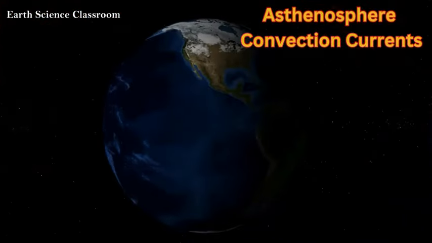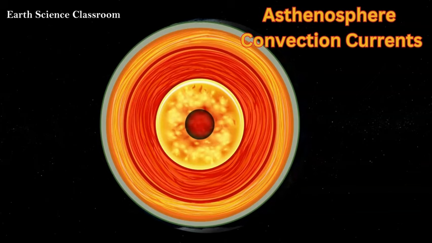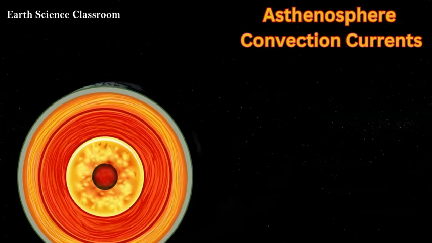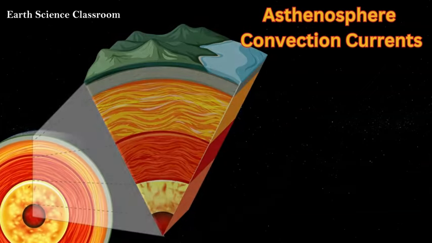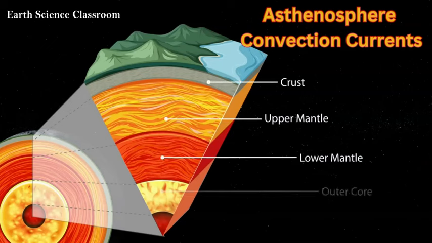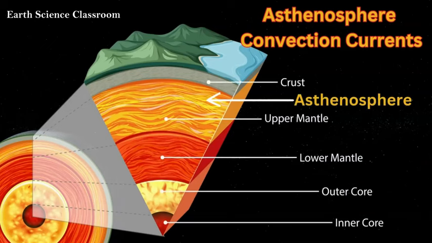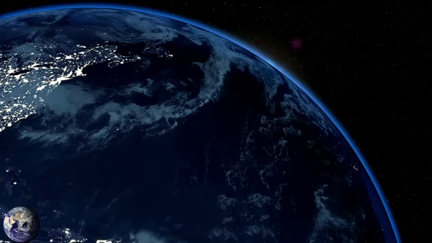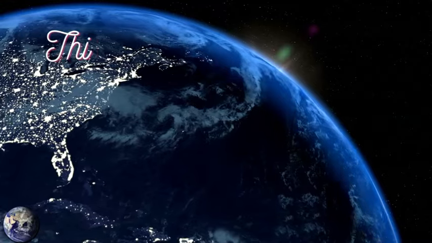This video is on the Earth's interior, and we're going to focus on convection currents that occur in the asthenosphere, that weak layer of the upper mantle. We're going to look at how these form and what happens to the layer above, the lithosphere, when these convection currents are moving. This is the Earth Science Classroom.